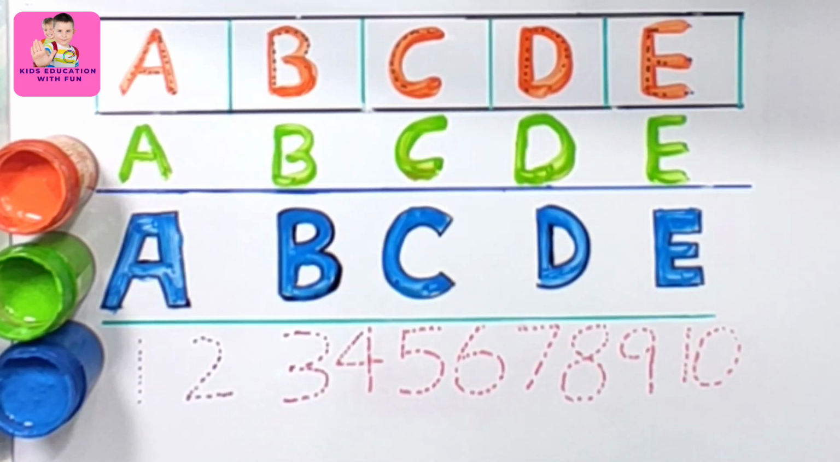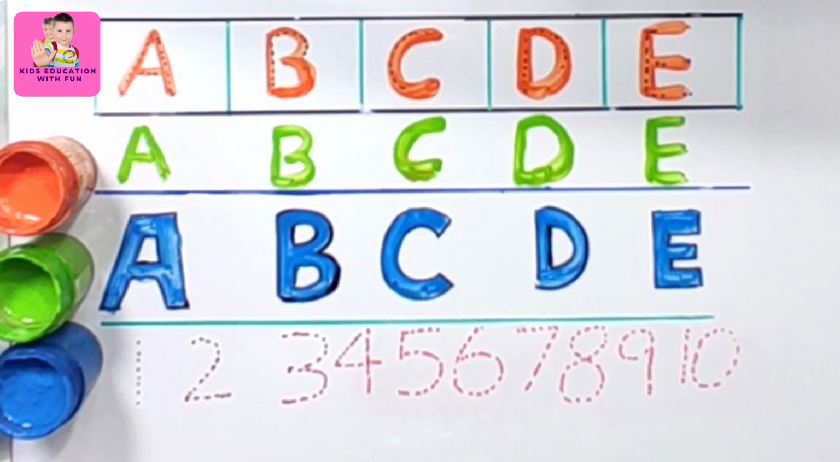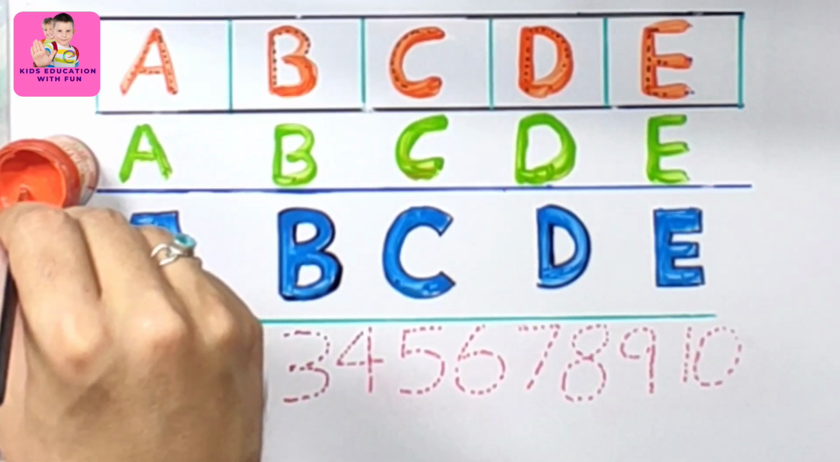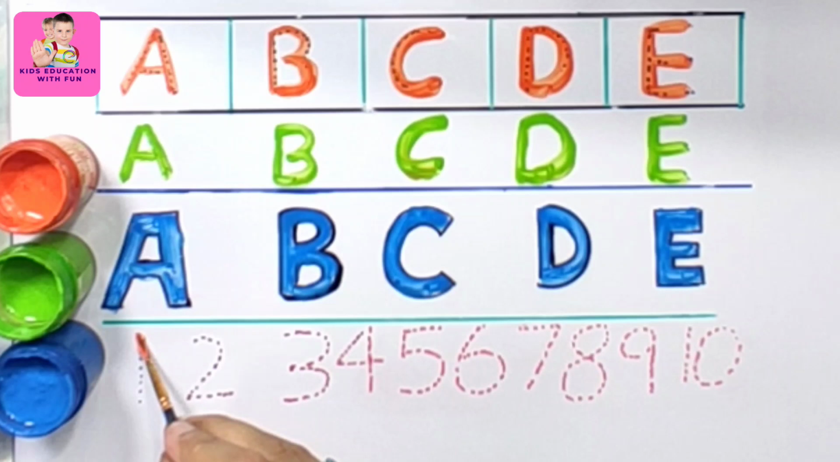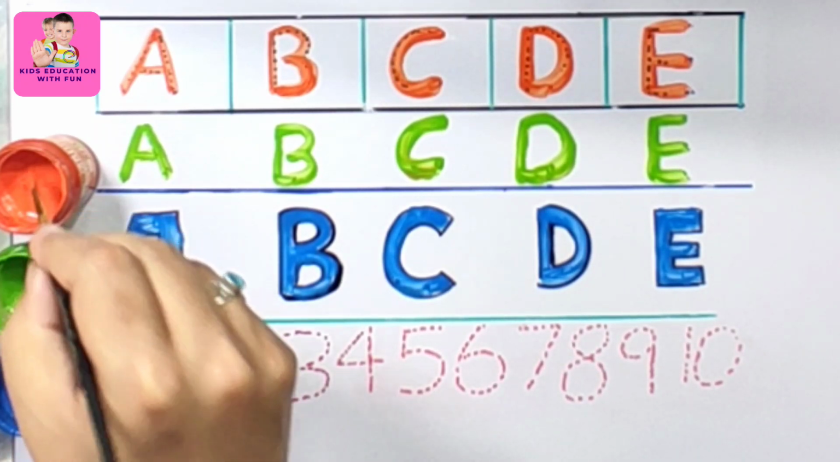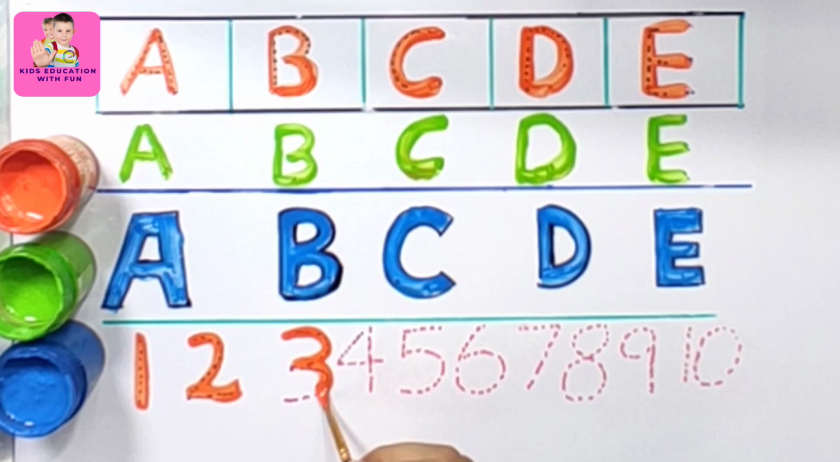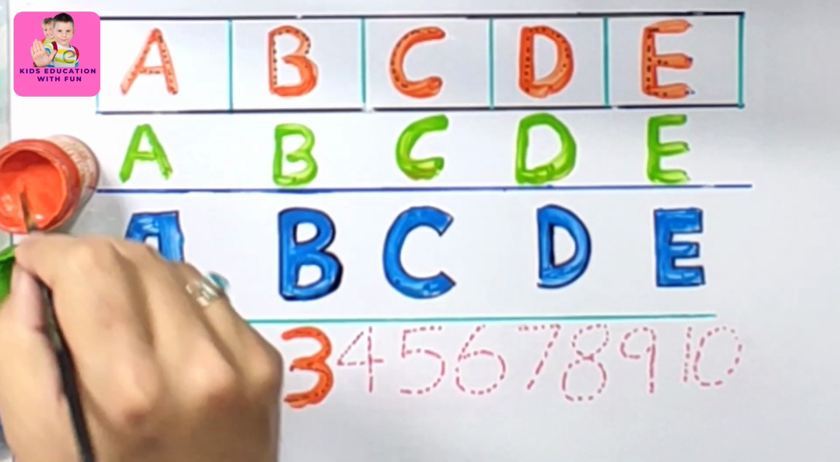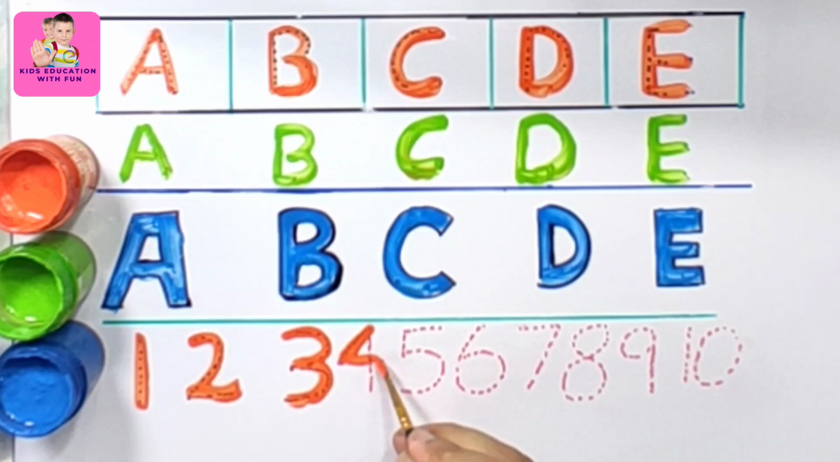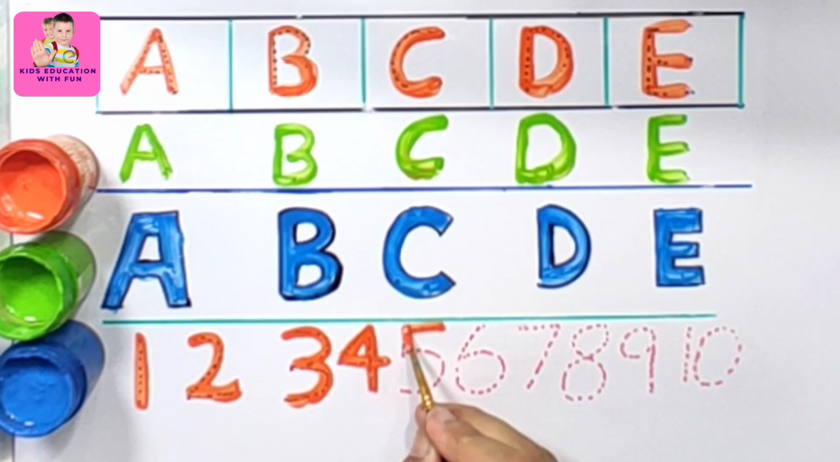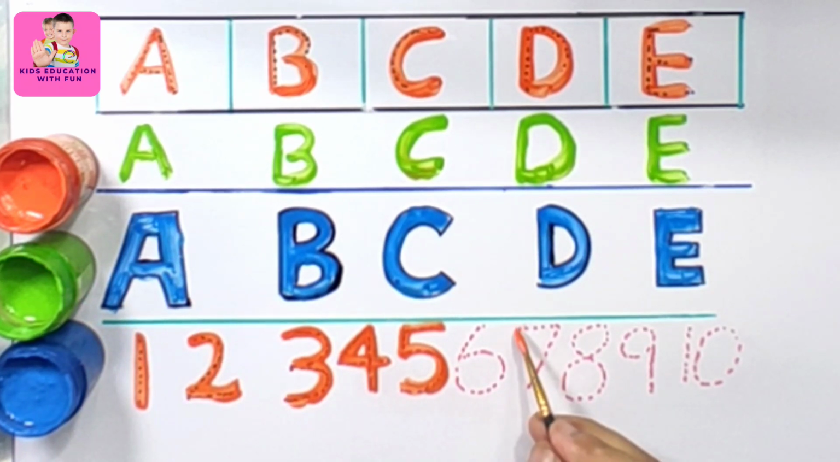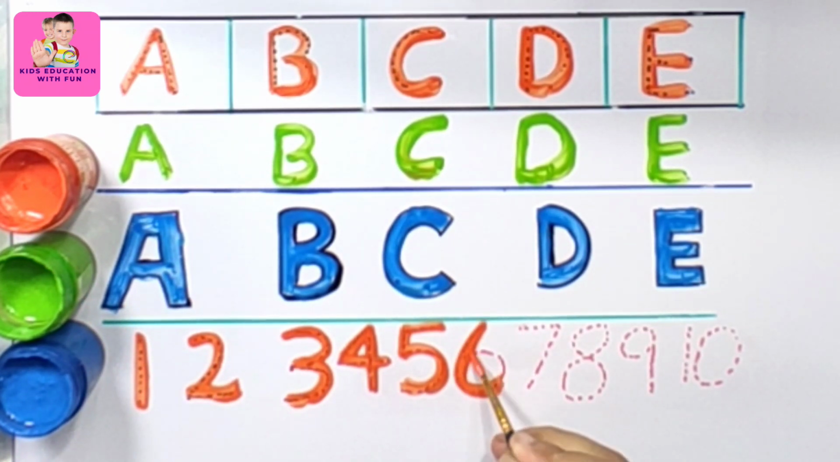And now we will do the number tracing. So we have 10 numbers. Again, we are taking this orange color. This is 1. This is number 2. This is number 3. This is number 4. And this one is number 5. This one is number 6.